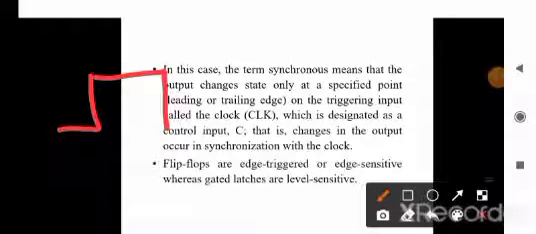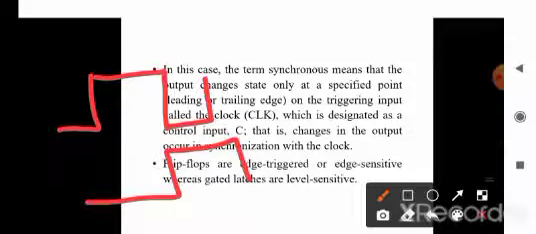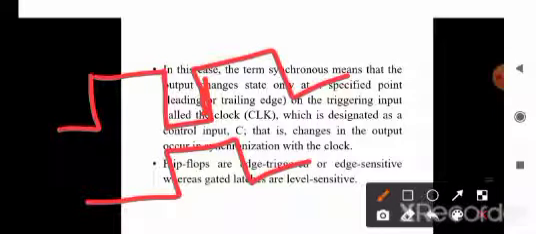So this we call the... Say we are having two clocks here, the output will change either at the trailing edge or the leading edge. So this we call the leading edge, this we call the trailing edge.